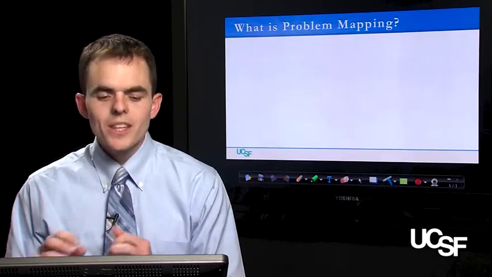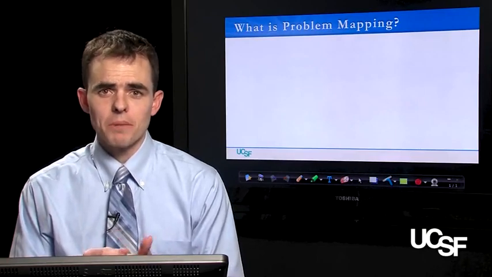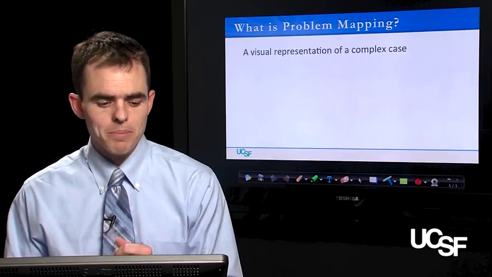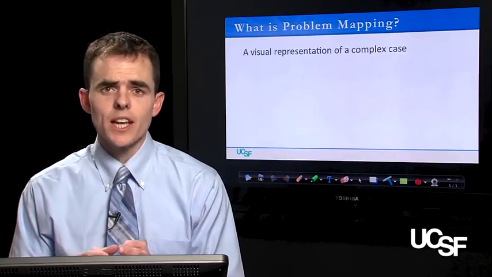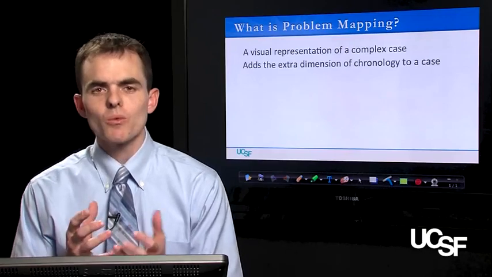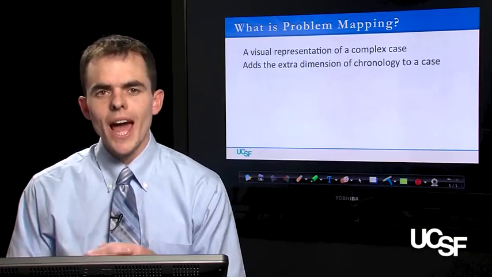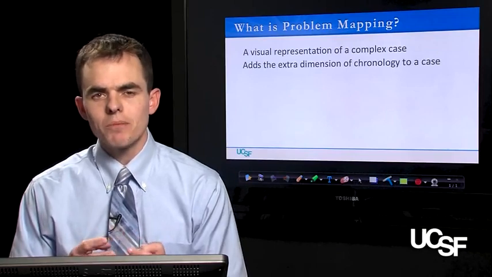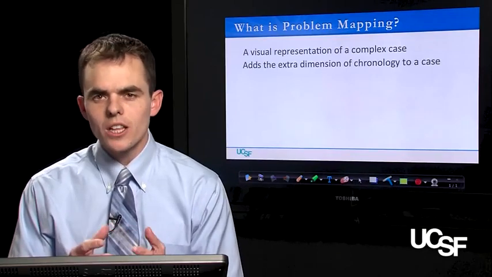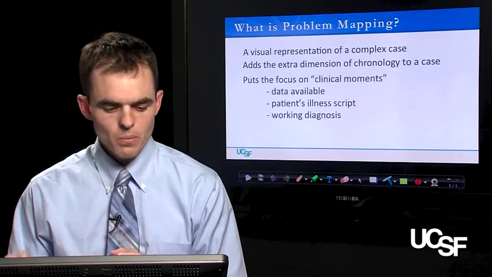Okay? So I think this is where problem mapping can come in. So what is problem mapping? Well, it's a visual representation of a complex case, and what it really brings is added attention to the extra dimension of chronology in a case.